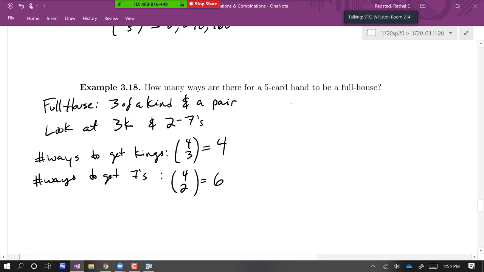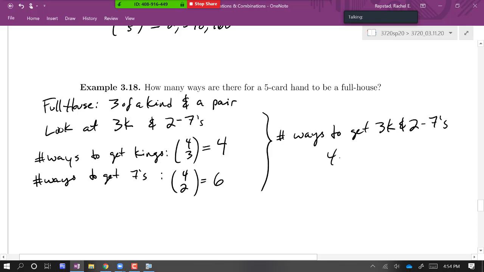So now, the number of ways to get this particular kind of full house, the 3 kings and 2 sevens, we're just going to apply the multiplication counting rule. It's 4 times 6, or 24. 24 ways to get that particular kind of full house.